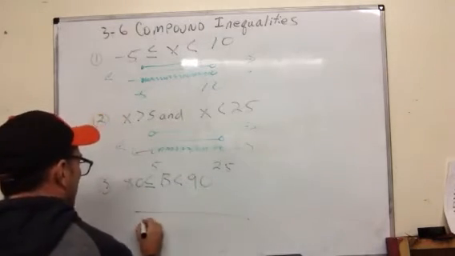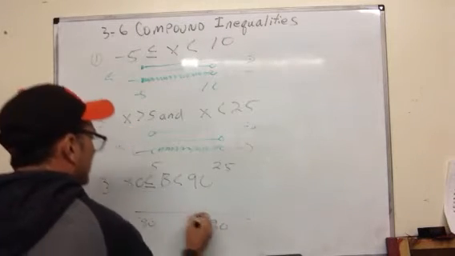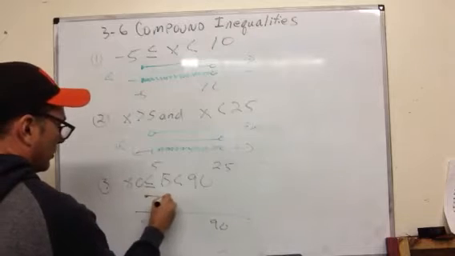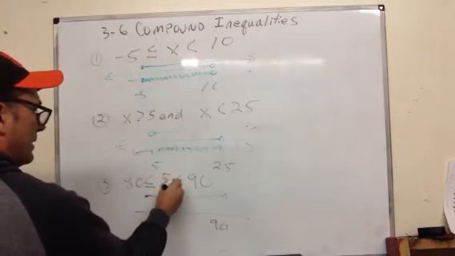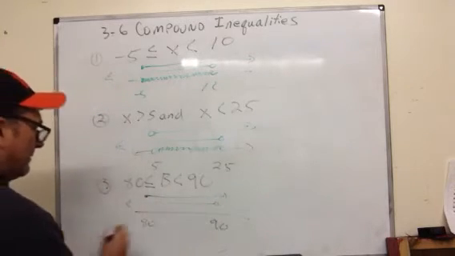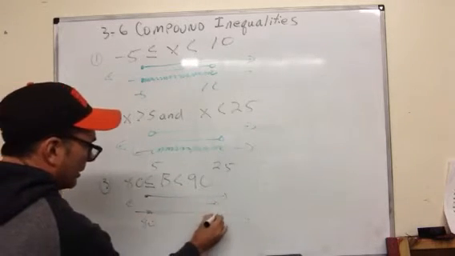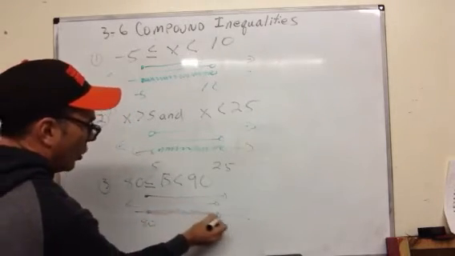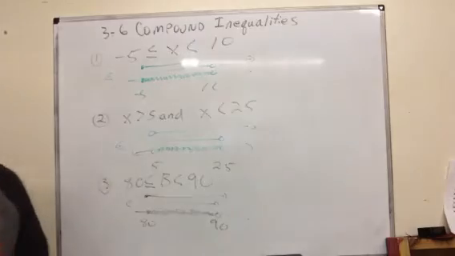So graphing this, we are at 80 and we're at 90. So we start with B is greater than or equal to 80. Closed circle to the right. Less than 90. Open circle to the left. And our answer is where they intersect. Closed circle on 80. Open circle on 90. And we shade in the middle.